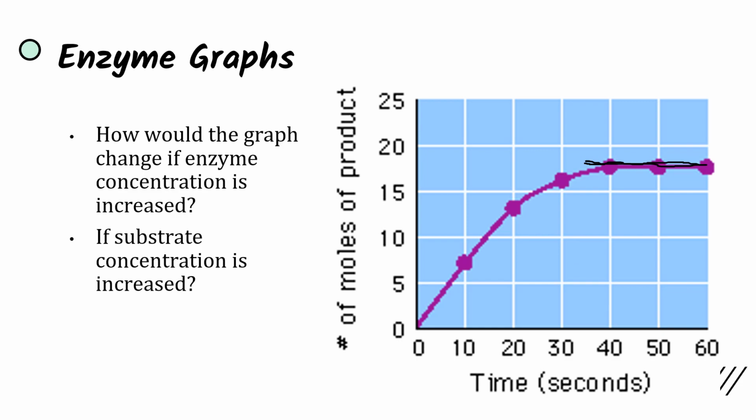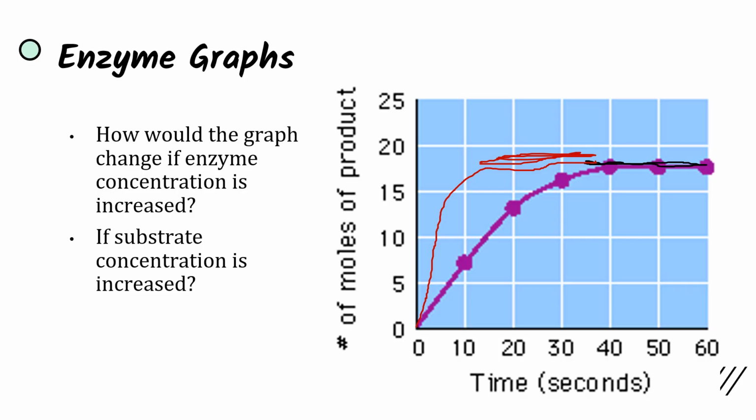Now we have to ask ourselves, how would the graph change if enzyme concentration increased? That means you're going to have more enzymes for the same amount of substrate, more initial active sites that can be filled up. So all of your substrate is going to be used up faster. This means that there's going to be a steeper curve here, and you're able to get to this point of leveling out much faster because you have more enzymes to use up that same amount of substrate.